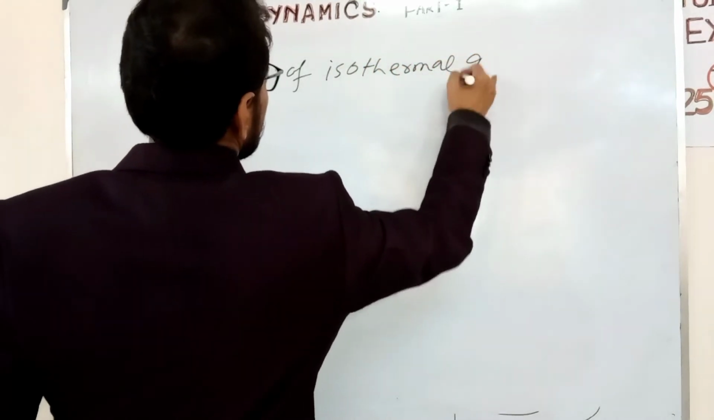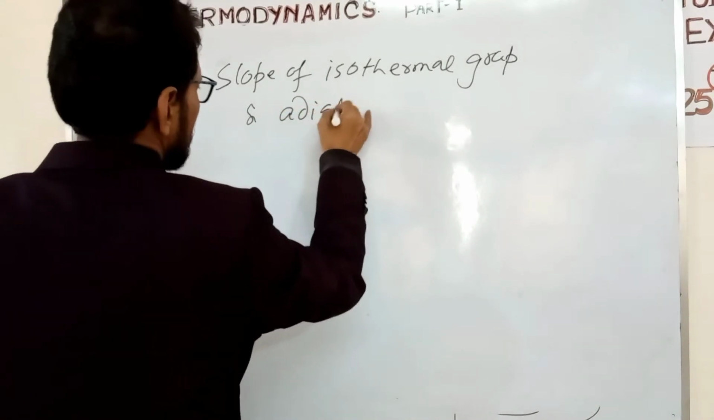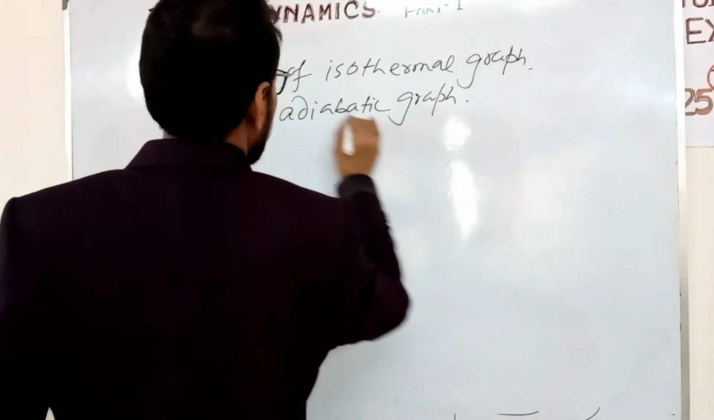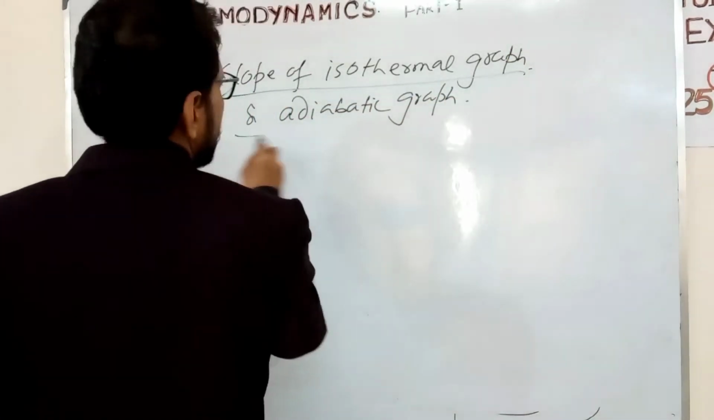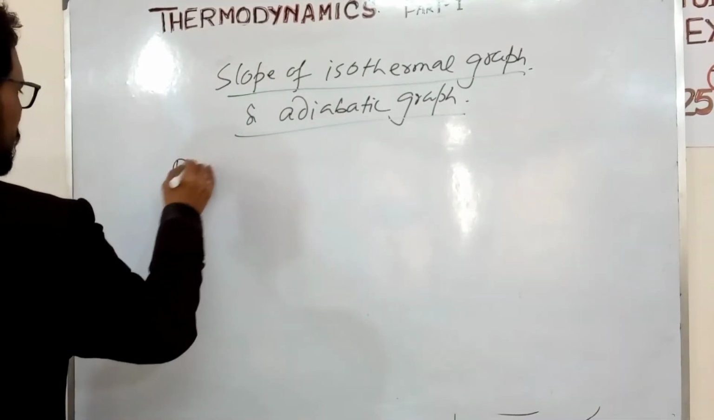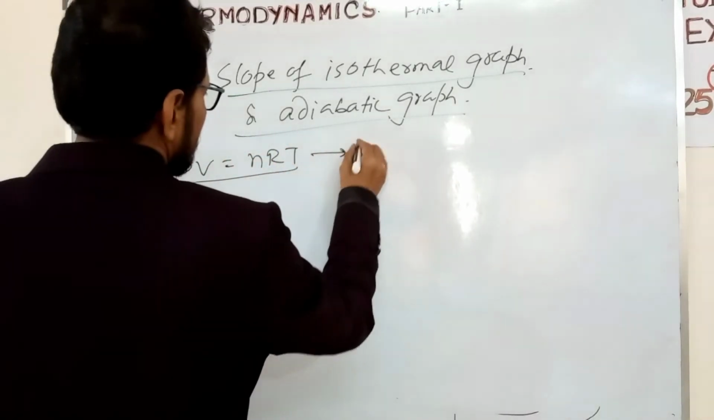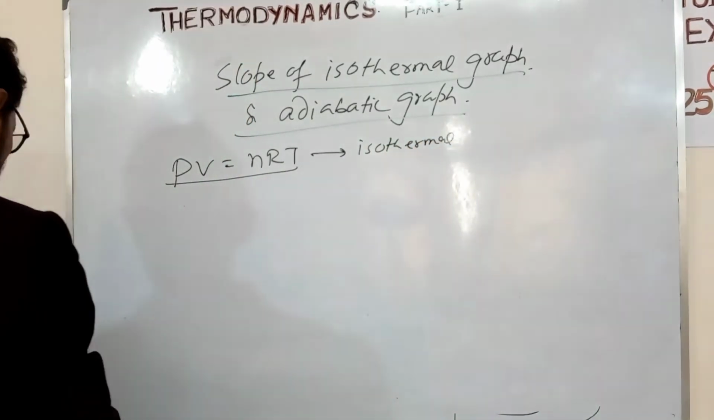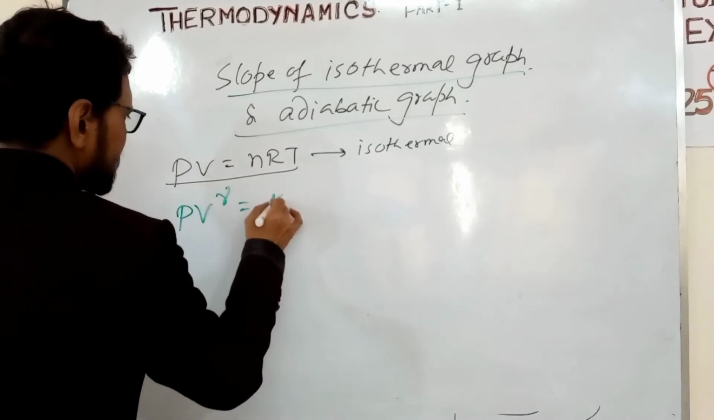Isothermal graph and adiabatic graph. Slope of the isothermal graph and adiabatic graph. So P V = nRT for isothermal, and P V^γ = constant for adiabatic.